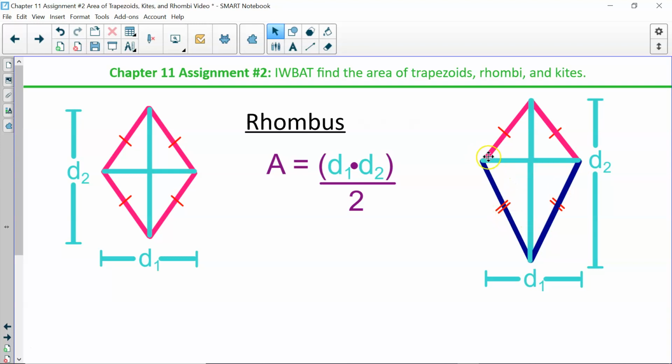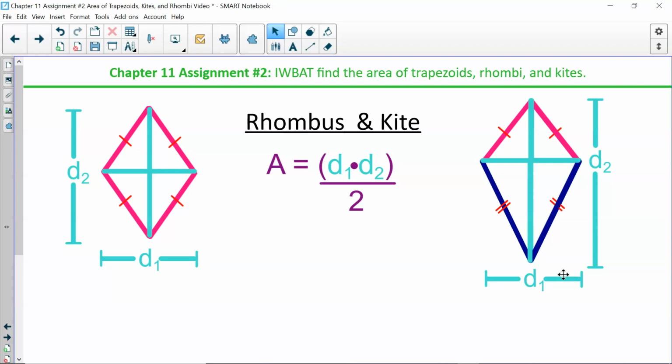I also have the diagonals drawn, so in this case my shorter diagonal, which is my horizontal diagonal, is labeled d sub 1, the length of that, and my vertical diagonal is labeled d sub 2. Now the nice thing about a rhombus and a kite is that they both share the same area formula. So the formula for the area of a kite is also d sub 1 times d sub 2 divided by 2. So you take the product of those two diagonals and you divide it by 2.